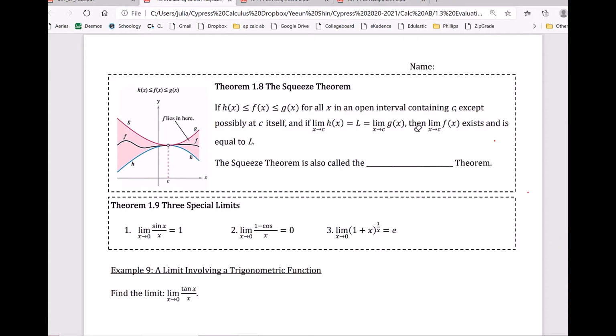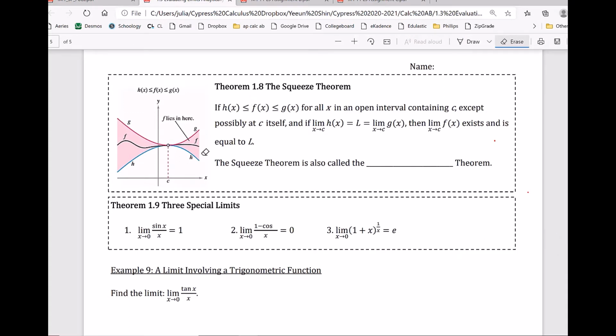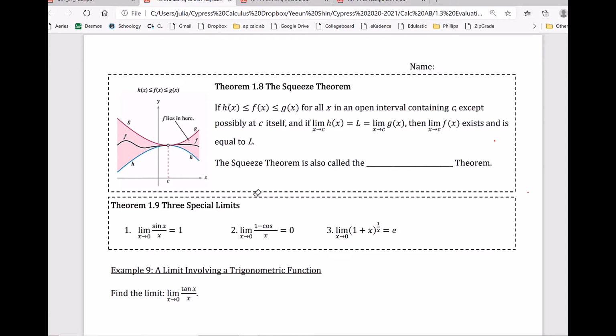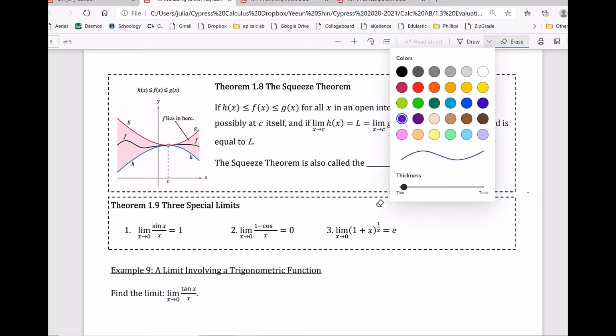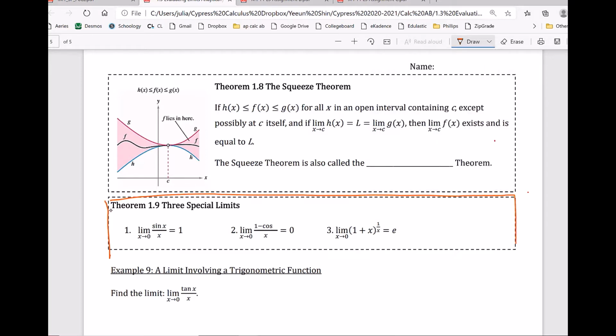However, for us right now, we're going to be introduced to the squeeze theorem, but in reality, how we're going to be using it is that the squeeze theorem allows us to come up with these three special limits that you see here. Okay, so these three special limits.